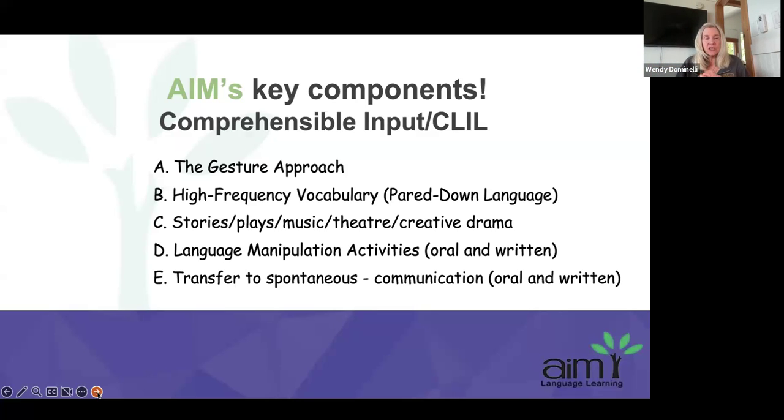So the gesture approach primarily is therefore to pass directly to meaning without having to translate. But it also has those other elements as well to help students come to understand intuitively how the language works from a grammar standpoint. Now, the gesture approach is not just there to do those things.